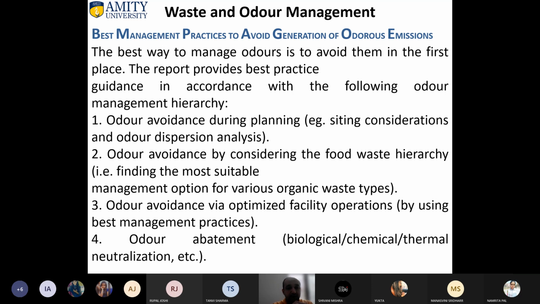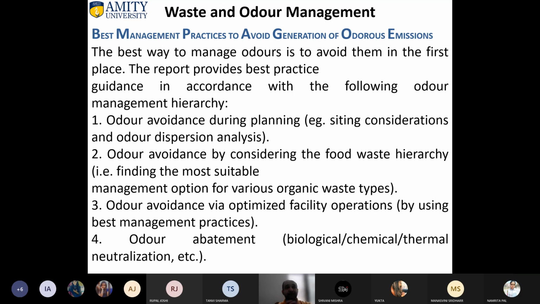They say odour avoidance during planning. When you are putting up a site, when you have a plan to get the compost ready, site selection matters: where it should be, and whether it should be away from any residential area, work area or any schools nearby. It can be 1 mile away, but still you cannot control the odour if it is coming on a very large scale. Because odour is perceived by our olfactory nerves, which respond by telling our brain that something foul is there.